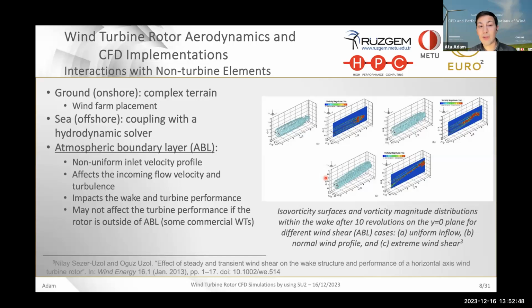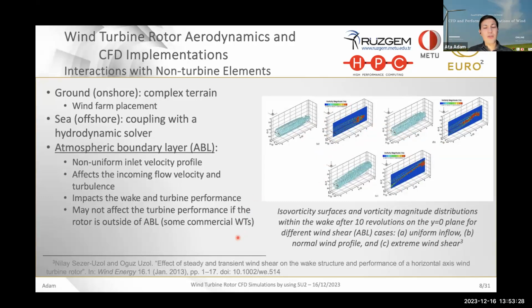Also, in reality, we don't have uniform flow incoming to the wind turbine. We usually have an atmospheric boundary layer or a wind shear. So, as Professor Cesaruzzo mentioned in his presentation, we have a non-uniform velocity profile, and we need to force it into our inlet boundary in our CFD if we want to model this atmospheric boundary layer. It affects both the incoming flow velocity and the turbulence, as you can see from the figures on the right-hand side. As we add wind shear on the inlet, we see some differences in the wake profile compared to the uniform inflow case here.